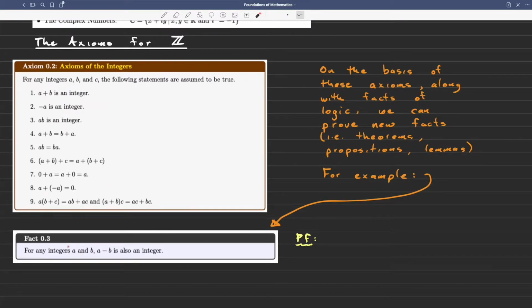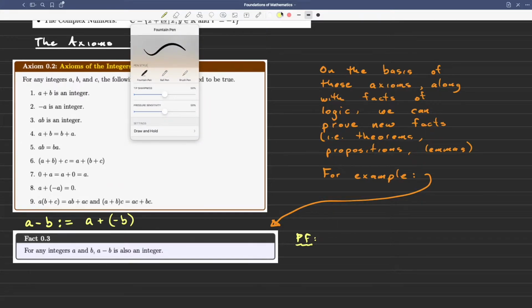So you may notice that these axioms don't include any facts about subtraction. One thing we need is a definition here. Let me squeeze it in here. A minus b is defined to be a plus negative b. And so we could prove fact 0.3 that for any integers a and b, a minus b is also an integer. So it's sort of the analog of property 1 in the list of axioms there, but for subtraction. But we don't need to assume it as an axiom because we can actually prove it.